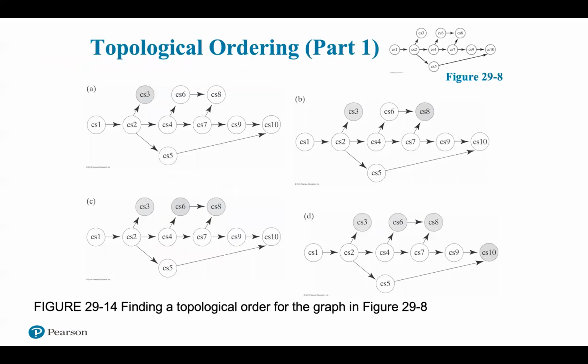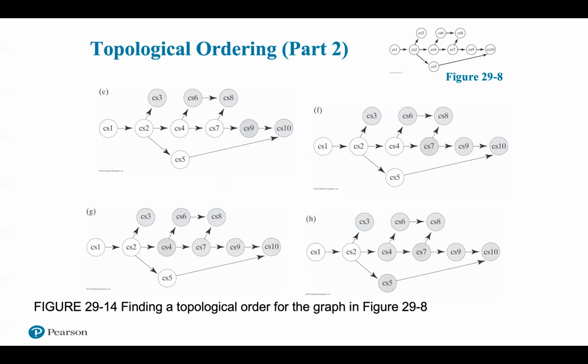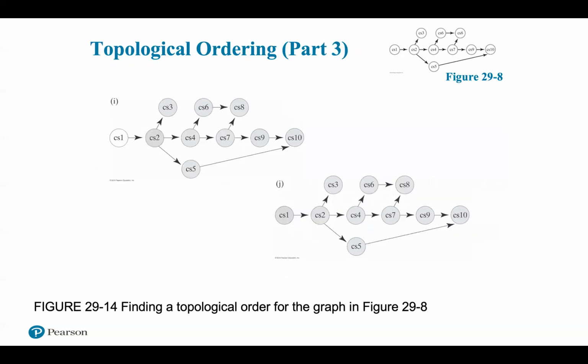Figure 29.14 traces this algorithm for the graph in 29.8. At each iteration of the algorithm's loop, the next unvisited vertex becomes shaded in the figure as it is visited. The topological order is the opposite of the order in which the shading occurs. In this example, the topological order is the one pictured in figure 29.12a. So we're just walking through this. Here are some more details, part two, and part three. You can look these over in more detail at your leisure.